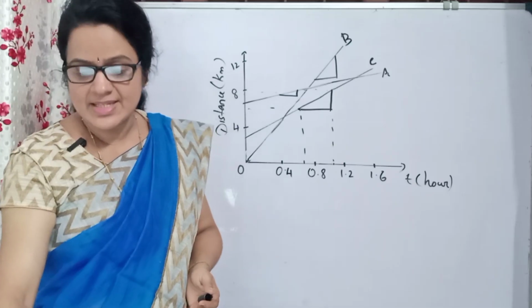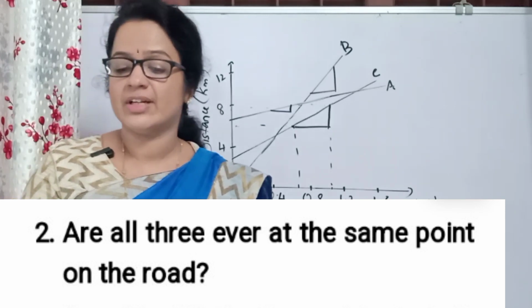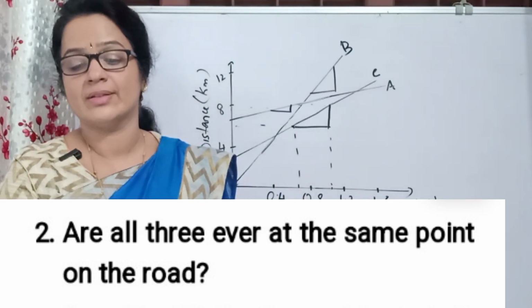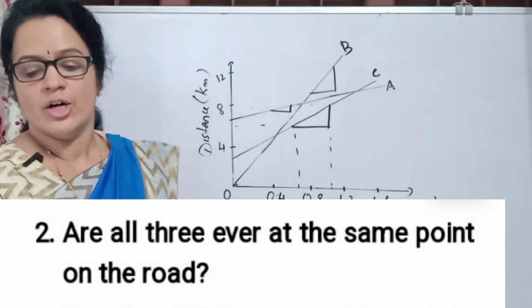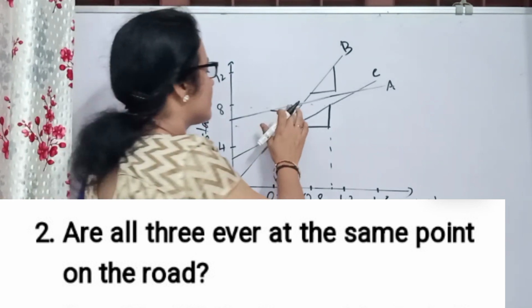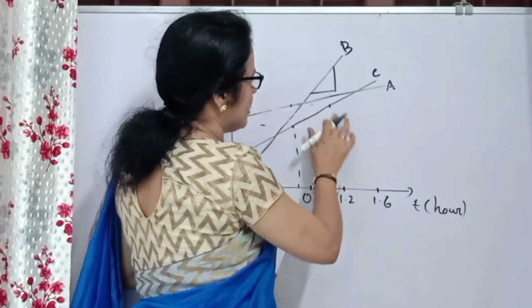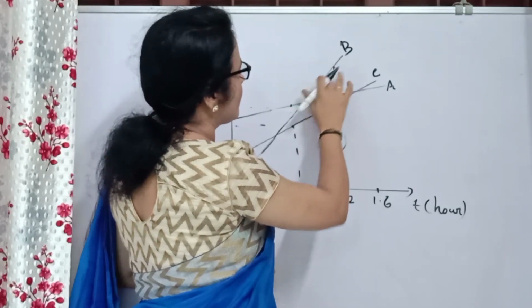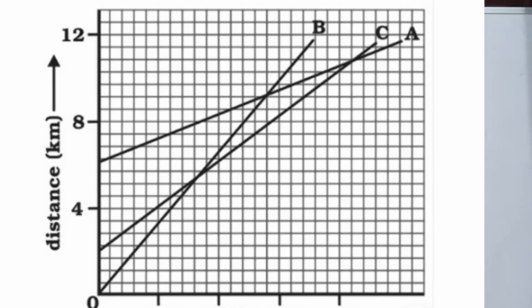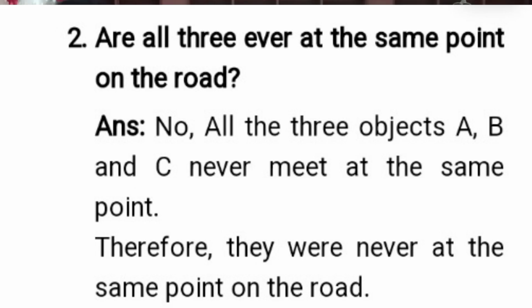Clear? And the second question is, are all the three ever at the same point on the road? If all are in the same plane, they should meet at a single point. Can we see any point where all the three are meeting? No, here two are meeting, here also two are meeting, and here also two are meeting. But all the three are never meeting together. So all the three objects never meet at the same point on the road.